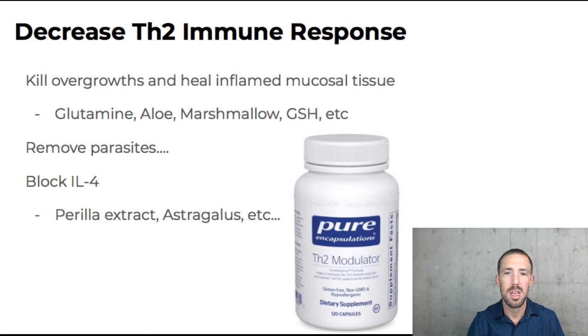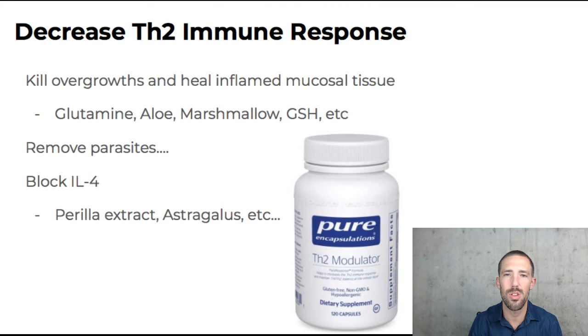You have to heal the inflamed mucosal tissue. So let's say that you had a candida overgrowth for the last 5 years, and it's caused all these GI issues. Well, there's inflammation. Just because we've killed the candida doesn't mean we've repaired the damage. The damage from the inflammation in hollow spaces will continue to drive that TH2 loop. So you've got to first kill the overgrowths, then you've got to do some repair.